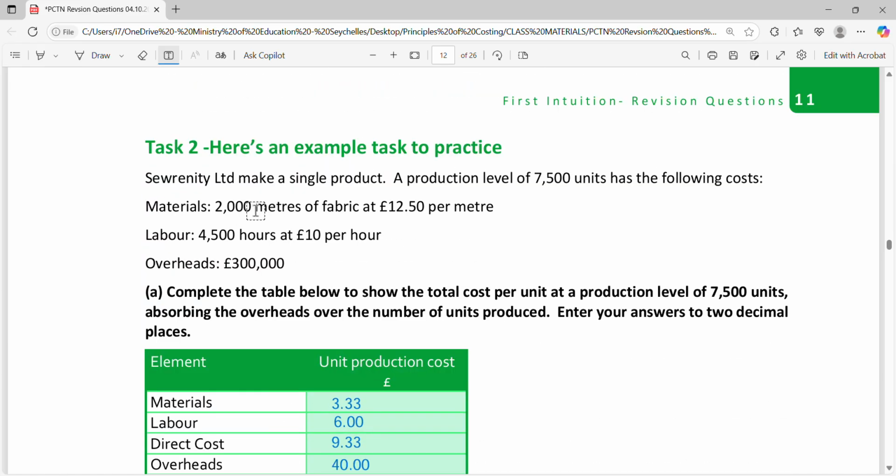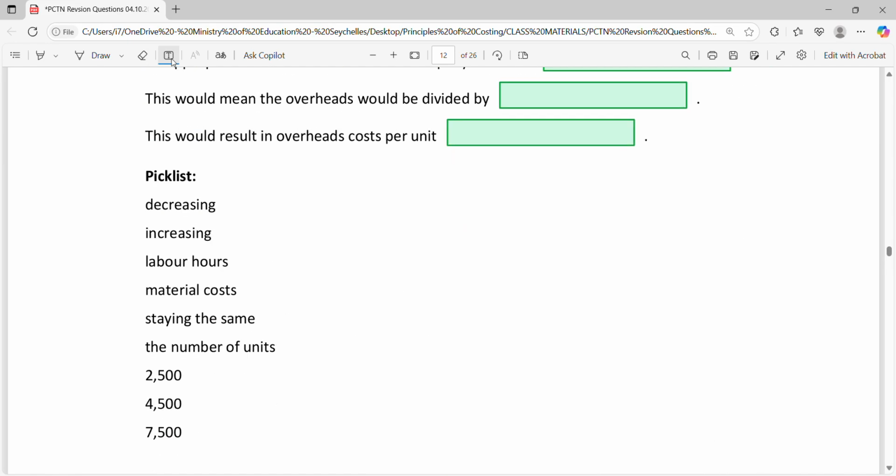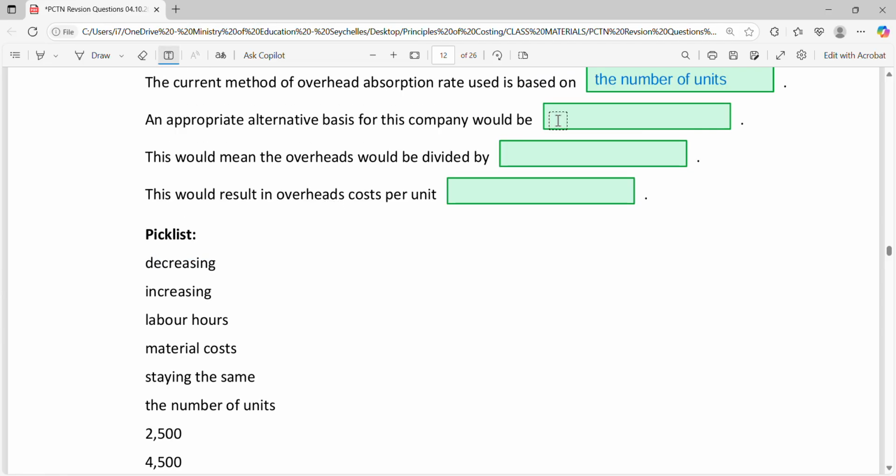The next one says an appropriate alternative basis for the company would be what? Now remember, I've told you there are 3. We say that the number of units, the labor hours, or the machine hours. So let's see. In this company, apart from units, we have only labor. We don't have machine hours. So the alternative here would be labor hours.